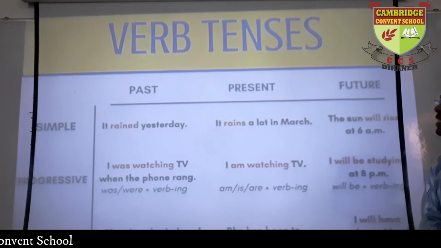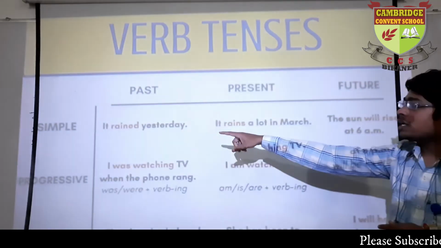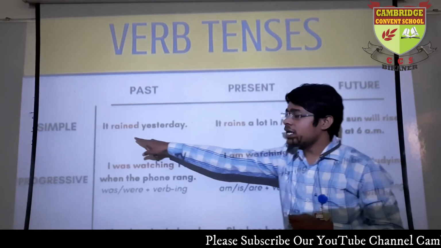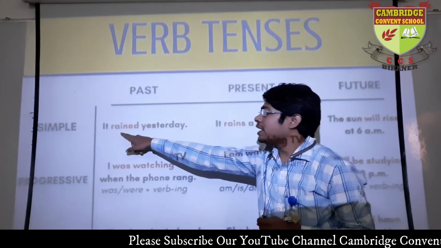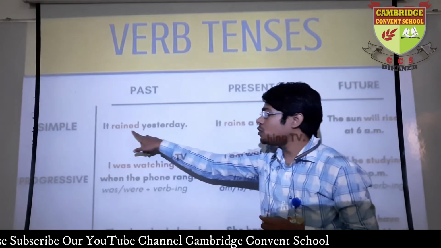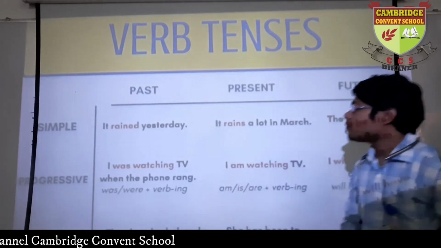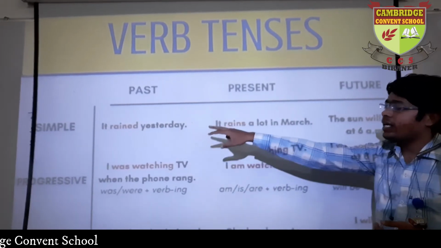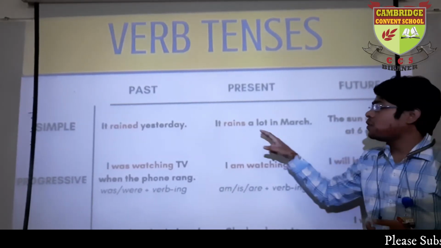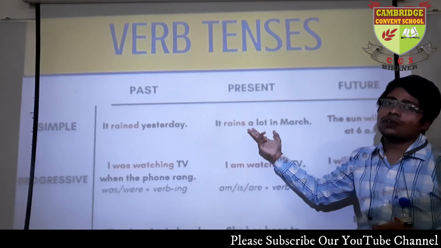Okay students, let's discuss different forms of tenses. The simple one is also known as indefinite. In the past tense, here we can see the main verb rain in the verb's second form: it rained yesterday, denoting the previous time. In the present indefinite tense, it rains a lot in March. Here we use the first form of the verb with s or es, also known as the verb's fifth form.